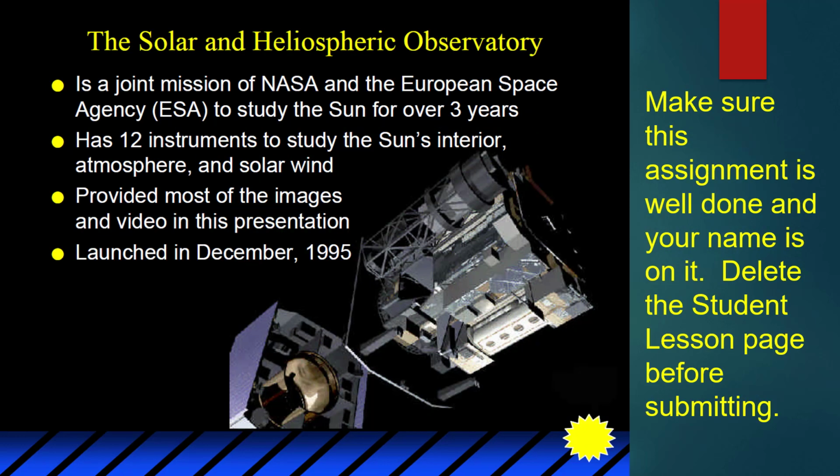The Solar and Heliospheric Observatory is a joint mission of NASA and the European Space Agency, ESA, to study the Sun for over 3 years. It has 12 instruments to study the Sun's interior, atmosphere, and solar wind. It provided most of the images and video in this presentation. Launched in December 1995.